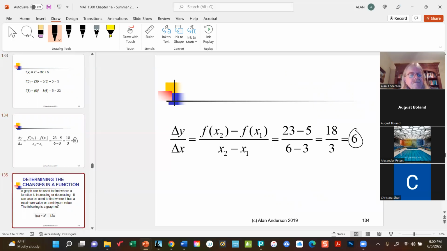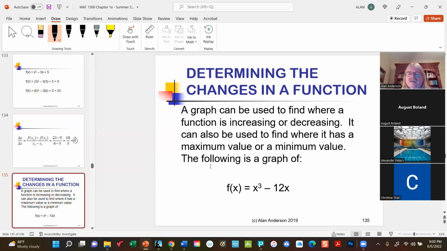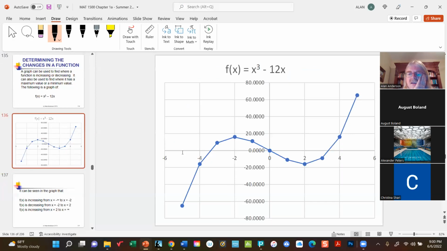Anyway, determining the changes in a function. Now, this is kind of interesting. Let's say that we're looking at a graph. Often when we look at the graph of a function, we're interested in certain properties of the graph. And almost without fail, we want to know if there is a maximum or a minimum value that the function attains. And how would we do that? Well, let's look at this one. If you look at it carefully, you'll see that the function actually goes all the way up to infinity up here and all the way down to negative infinity here.